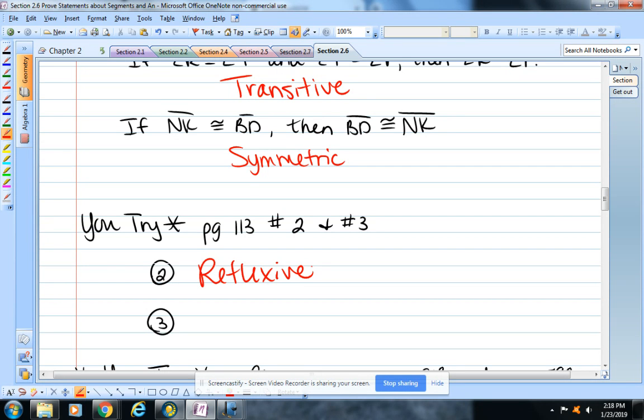Symmetric means you swap the order. So look at 3. 3 says angle Q is congruent to angle V, then angle V is congruent to angle Q. So you see how they swap the order? So what is that one? Symmetric. Raise your hand if you got number 3.